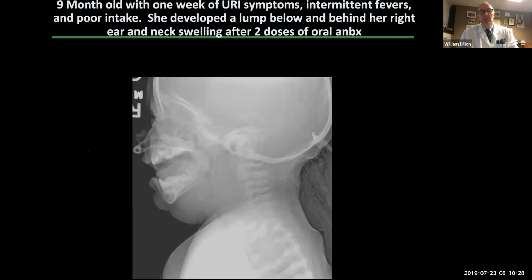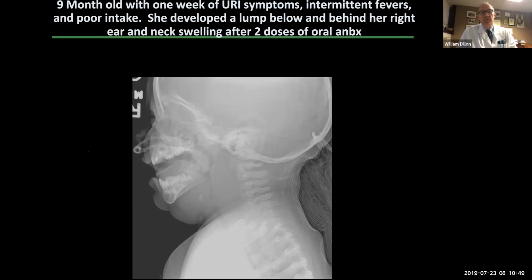So here's a 9-month-old, 1 week of symptoms, intermittent fevers, poor intake. You see on a lateral film displacement of the aerodigestive tract by a retropharyngeal mass. We don't know from what it's come. This would be an indication for a CT scan for sure.